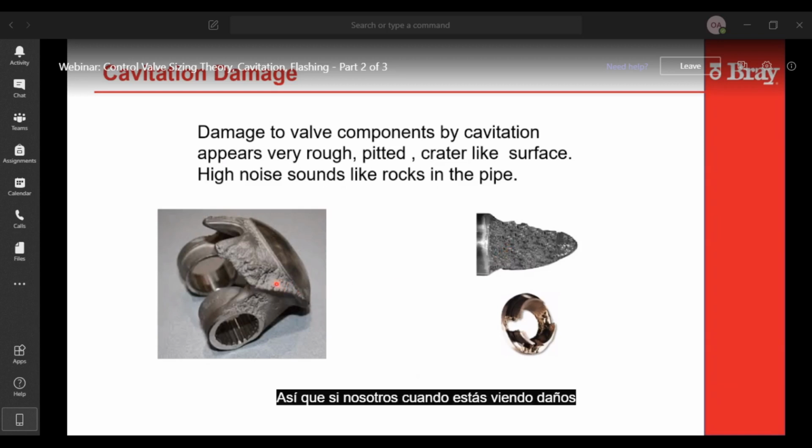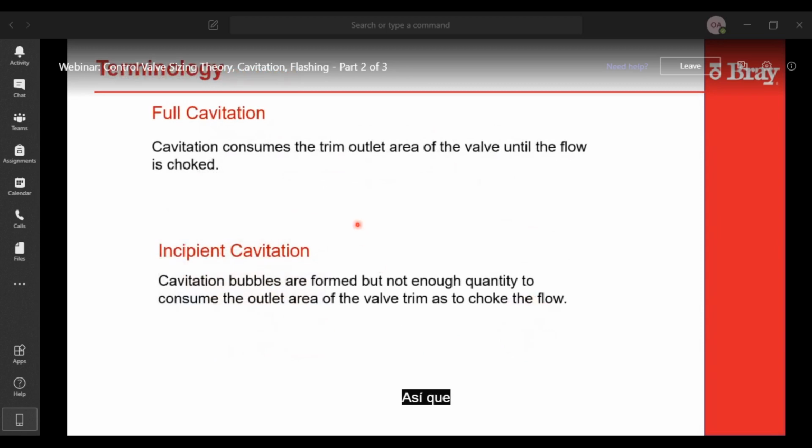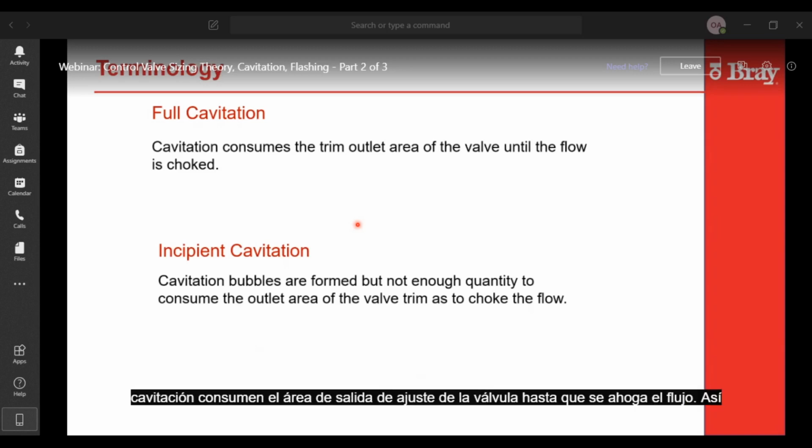So when you're looking at damage like this, where it looks like something's been eating at it or pulling metal pieces off of a trim or a valve body, that's cavitation. Right, it's very rough. There are two different kinds. At full cavitation, the cavitation bubbles consume the trim outlet area of the valve until the flow is choked, so you can't pass any more flow.